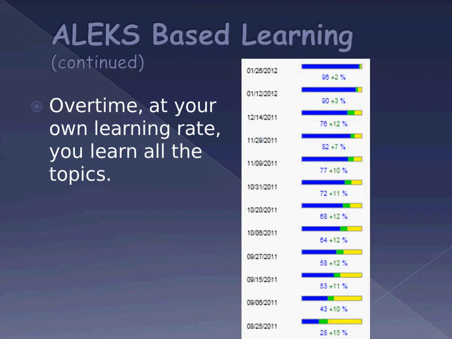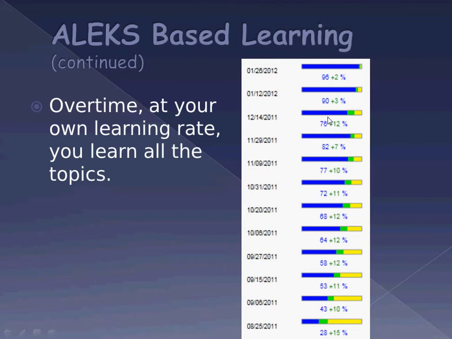So here's an example of a student that when they first started the class, they knew 28%. And then the green represents what they worked on. So they would work for a while, and then they would take another test, and they moved up from 28 to 43. Then they worked a little bit more, took another test, moved up to 53. And so you can see the blue just keeps going up and up and up. Then it gets a little bit harder at the end.